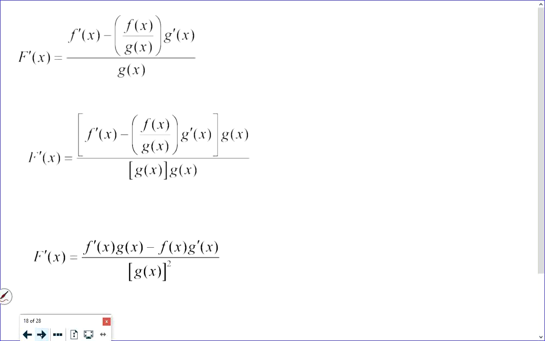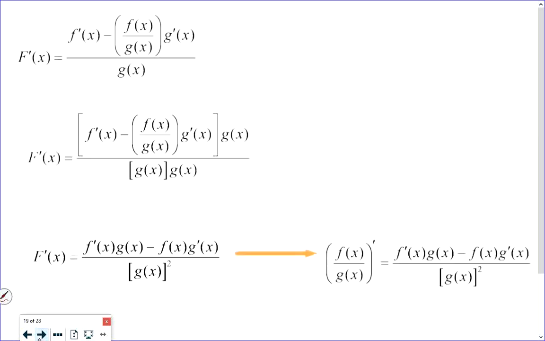And remember that capital F is f over g. So capital F prime is the derivative of f over g. So that's one way that you could prove the quotient rule. And again, in post-secondary, your profs will be teaching calculus through proofs and theorems.